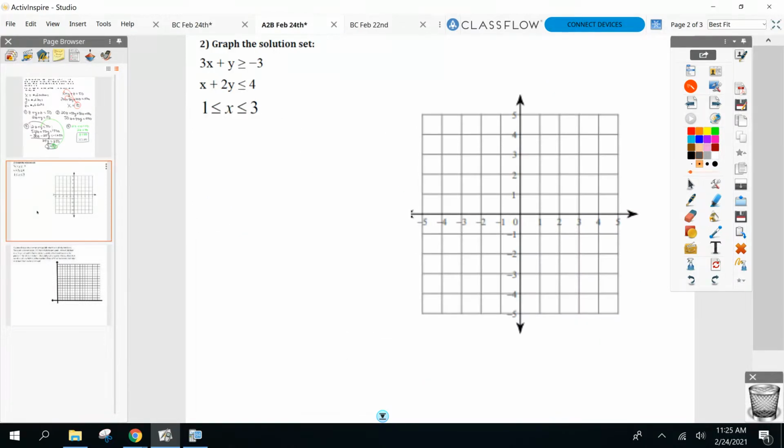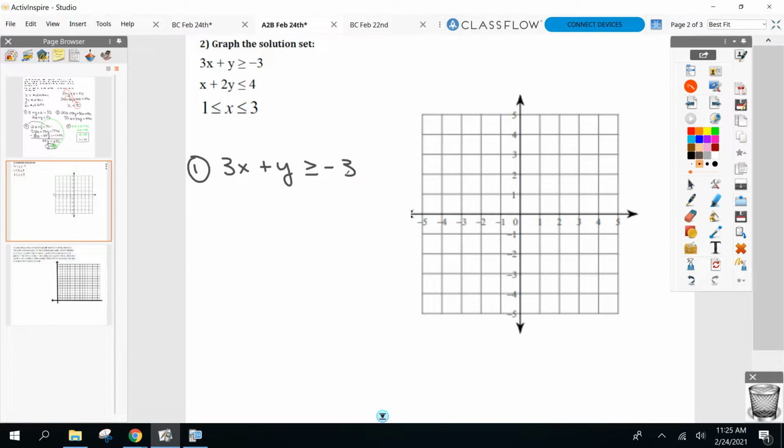Okay, 2. 2 is pretty straightforward. Graph, shade. Where do they overlap? Put an S. Pretty straightforward. Grab your straight edge. Here we go. First inequality. 3x plus y greater than or equal to -3.